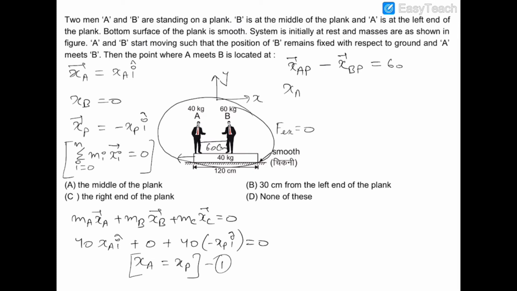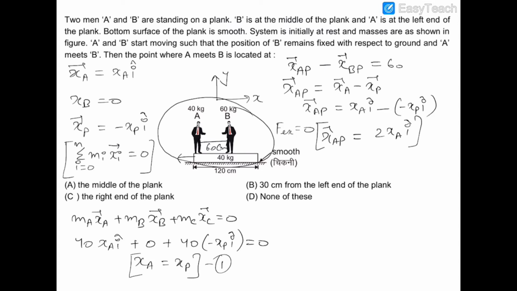So displacement of A with respect to plank is XA minus XP, and in vector form I can write that XA is XA i cap, and we know that XA and XP are equal in magnitude, so I am writing XP as XA, but XP is minus XP i cap, so this is minus XP i cap. So XAP is equal to 2XA i cap, and XBP is XB minus XP.